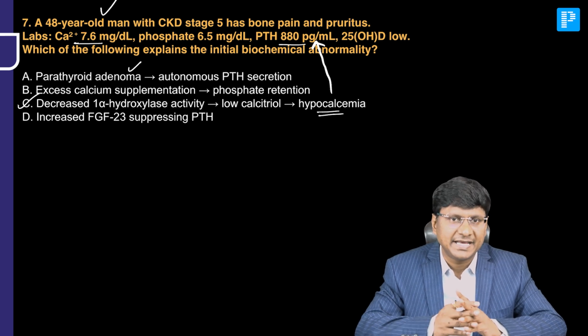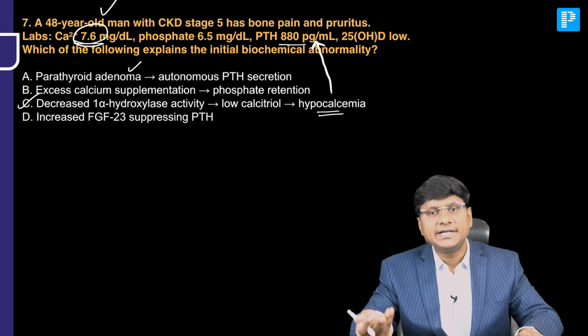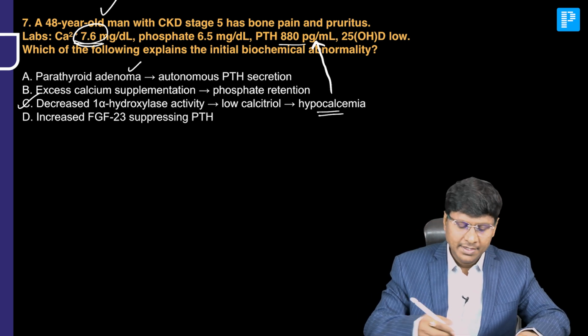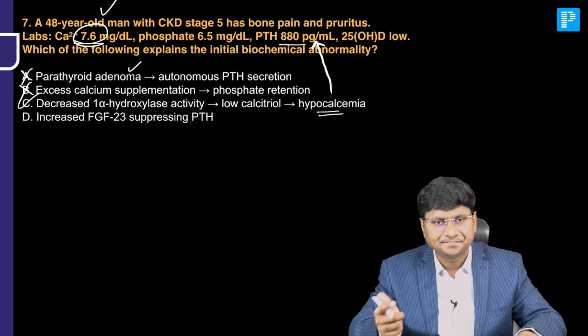And why is there increase in parathormone? That is, decrease in the calcium is the one which will increase the parathormone levels, okay? And so your first option wrong, second option wrong. And what about the fourth option?